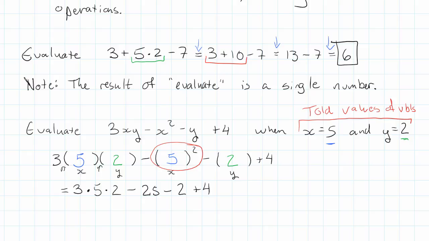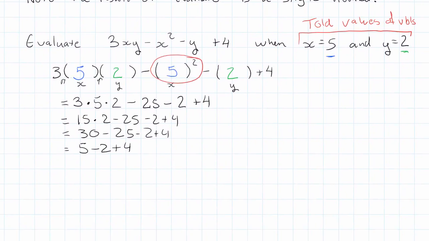Okay, next, multiplication. 3 times 5 is 15. 15 times 2 is 30. 30 minus 25 is 5. 5 minus 2 is 3. And 3 plus 4 is 7. The only new part is this replacing variables with their value. The rest of this is just obeying the order of operations.